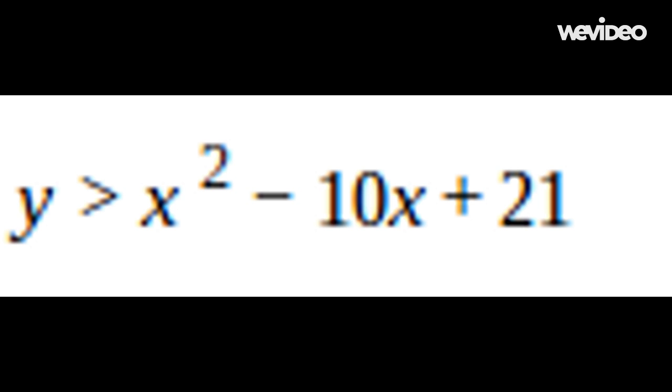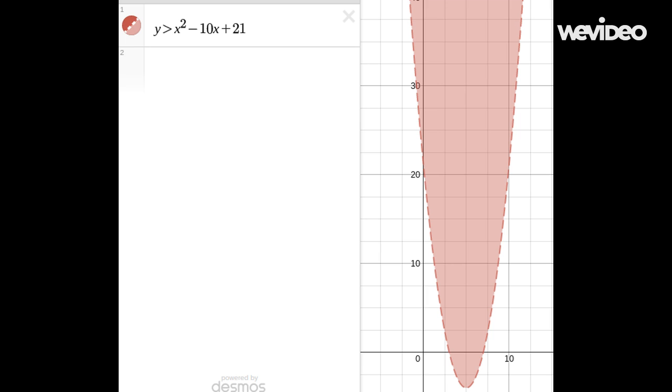Change the equal sign back into a greater than sign, so that this is your equation. Y is greater than x squared minus 10x plus 21. Shade in all of the area where y is greater than the equation, and make sure that the line is dashed. Finally, let's try a problem with two variables.